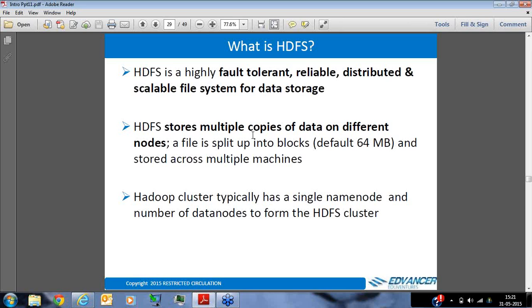machines. So let's say you have a block of data which is about 6.4 GB in size. How many such blocks will this 6.4 GB data be split up into? Anyone with an answer? How many blocks will it get split up into? 6.4 GB of data?